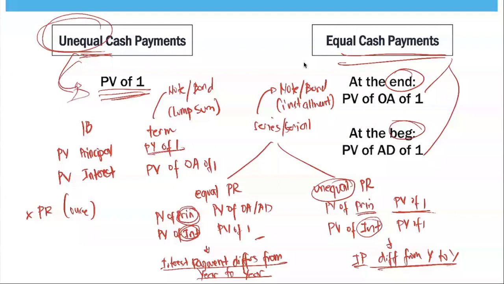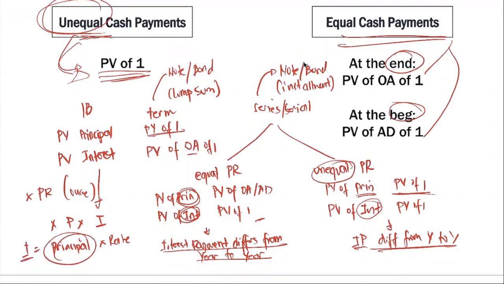Sir, why in our interest do we use PV of ordinary annuity? Because here your interest does not change. Since your principal does not change, your interest does not change. Because remember, interest is equal to your principal times rate. Therefore, guys, if principal will not change, your interest will not change. But if principal will change, your interest will change, just like in this one, because we need to pay principal, right? Since we pay, your principal will change.